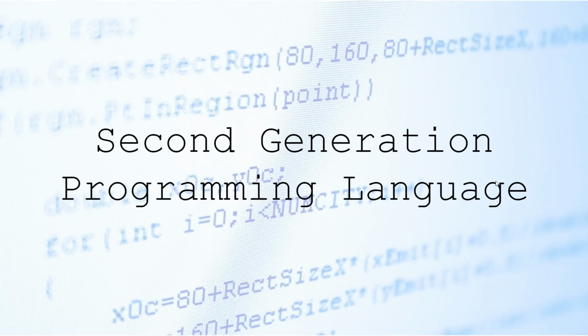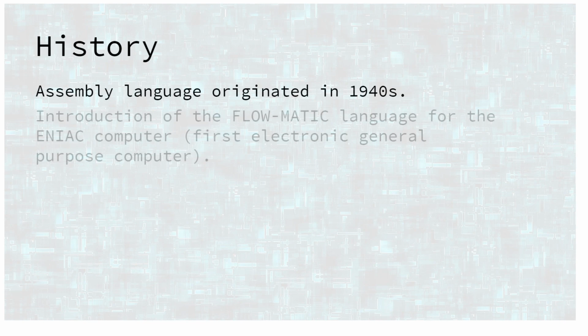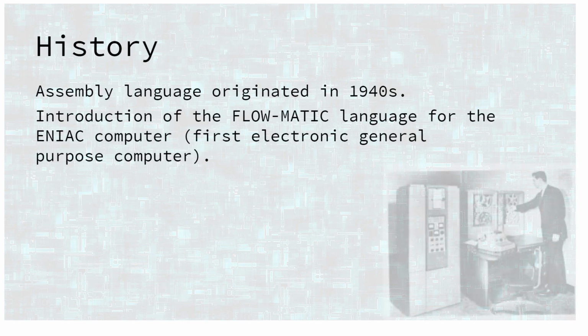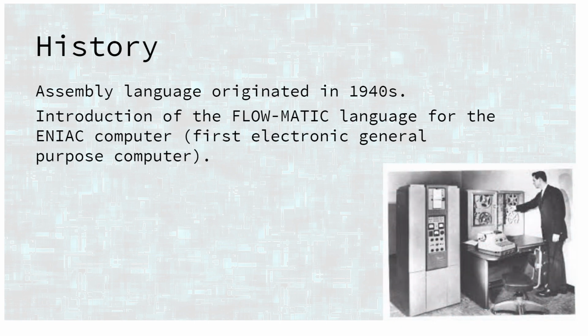Second generation programming languages. A little bit of backstory first. These are called assembly languages, and they originated in the 1940s, just as the newer versions of computers were being developed. So this is not an ENIAC style original computer. It's a little bit after that, introduced with the Flowmatic language for ENIAC and the computers thereafter.